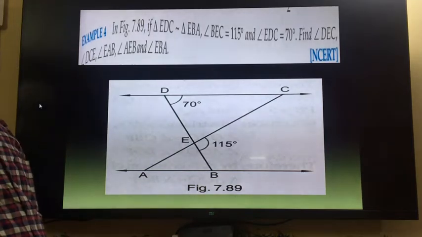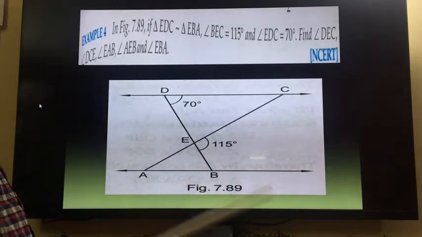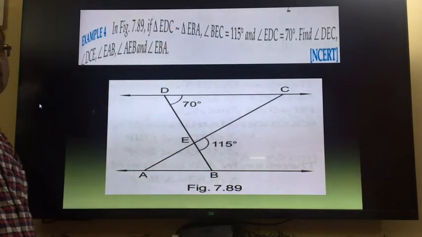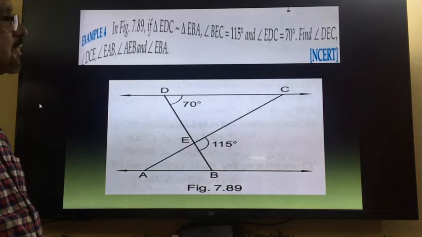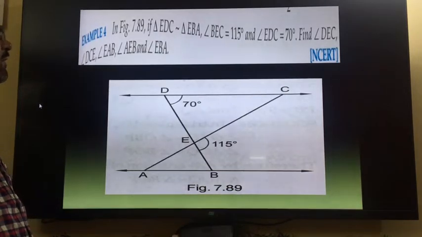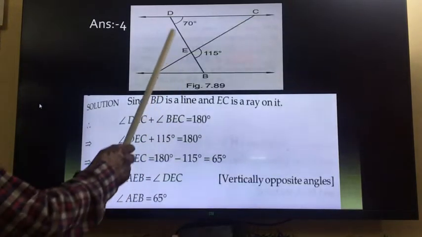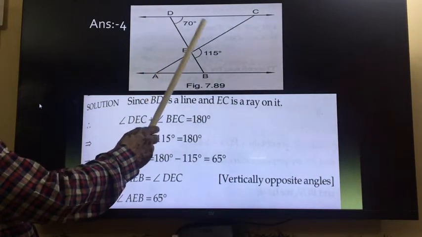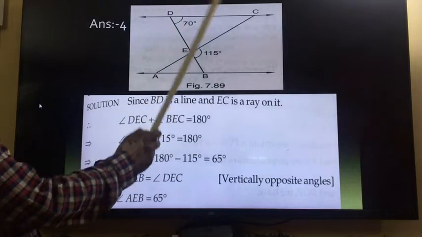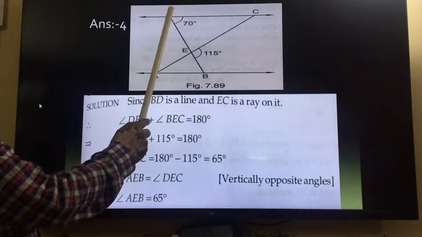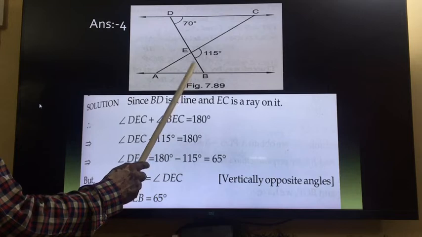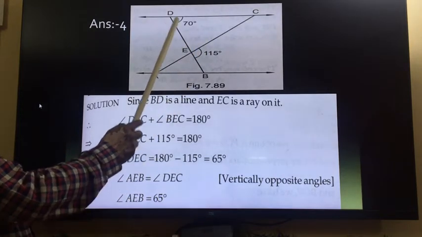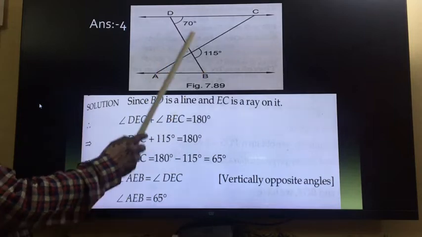So we will use this depending upon the given thing. In this question, angles are given, so we will say if triangles are similar, then corresponding angles are equal. This theorem we will use. So according to that, in this figure, corresponding angles will be equal. So angle D will be equal to angle at B.